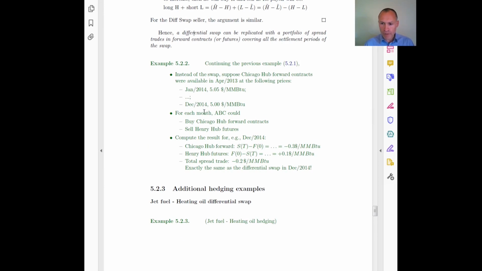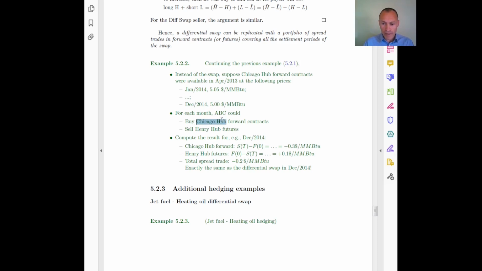So what this is saying is that I can replicate a differential swap with trades in future contracts, right? So for the previous example, suppose that we had Chicago Hub forward contracts, and these were the prices that we have for the following year. So for each month of the following year, okay? So for each month, instead of entering into the differential swap, I could instead do these two trades here.